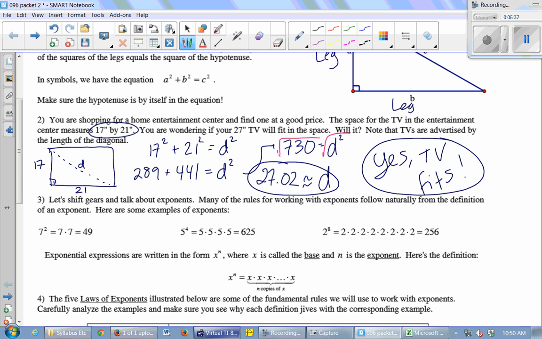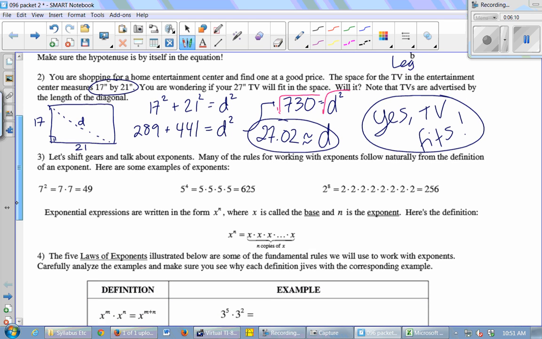Yes. Can you just square 27 and see if it equals those two numbers added together? You could. What if it didn't equal it? Does it automatically not fit? No, it might be smaller, right? So that would also be a good approach, as long as you don't automatically say no if it doesn't equal, right? It could still fit. It could be smaller than the space.